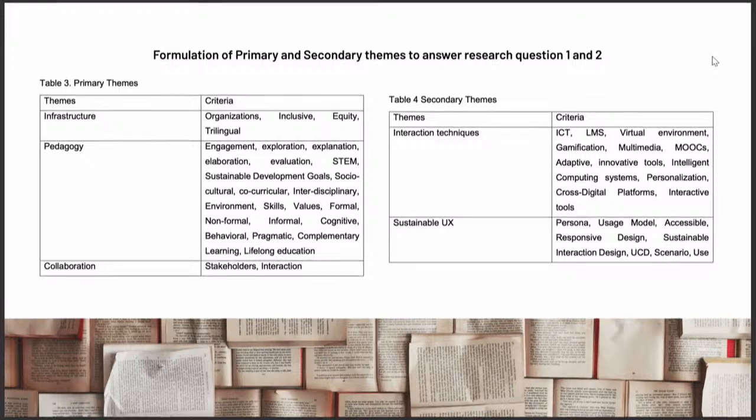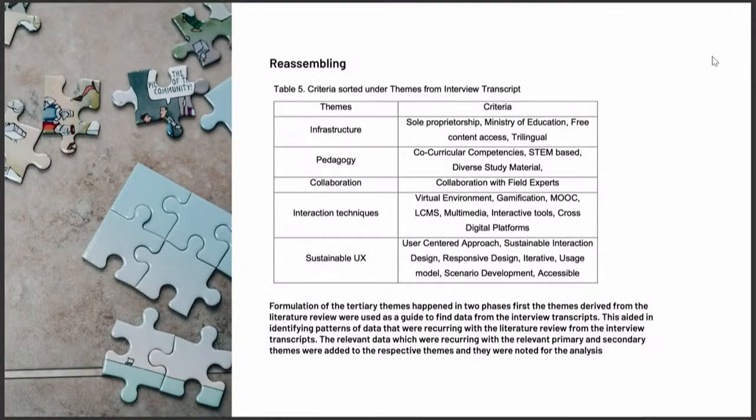The primary themes answered research question 1. The secondary themes were formulated for research question 2, and they contained the themes called interaction techniques and sustainable UX. I will be briefly explaining what these themes represent later. Before that, I will be explaining the process of how I arrived at the themes.